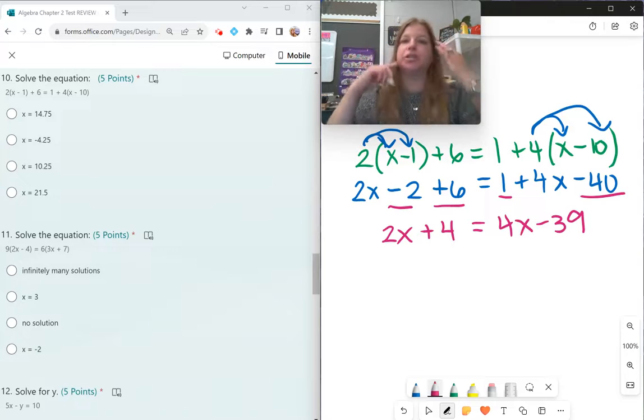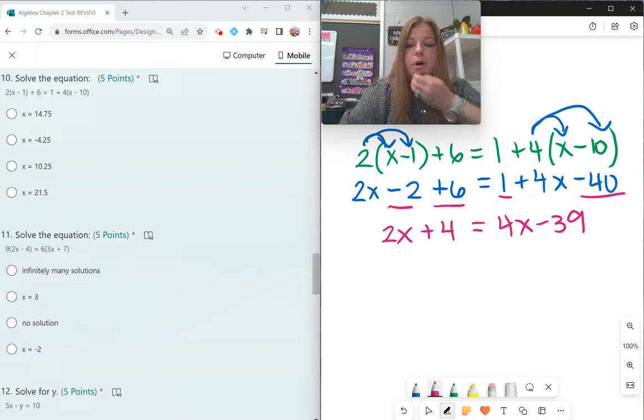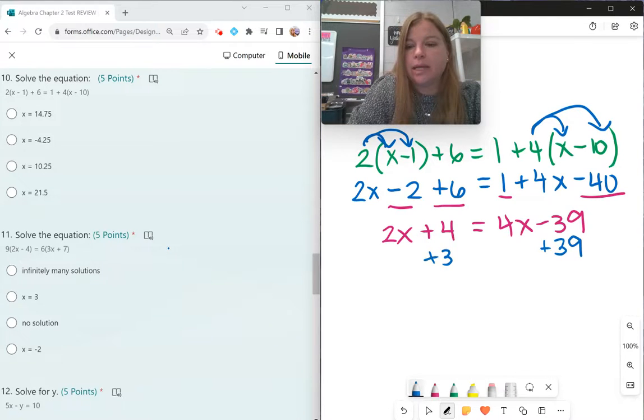Now, what I should notice is I have numbers on both sides and I have variables on both sides. And when you have both on both sides, you get to really do whatever you want first. So you could subtract 2x on both sides first. You could subtract 4 on both sides. You could subtract 4x on both sides. You could add 39 on both sides, which is actually what I'm going to choose to do. Again, there's 4 different ways to start this equation.